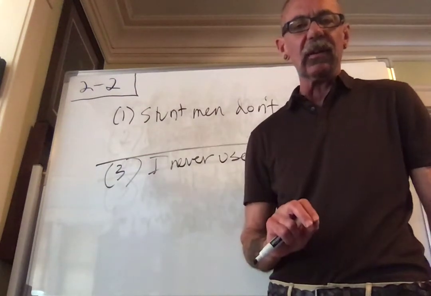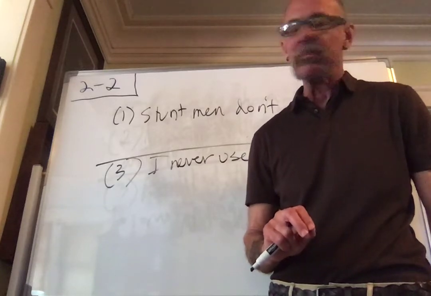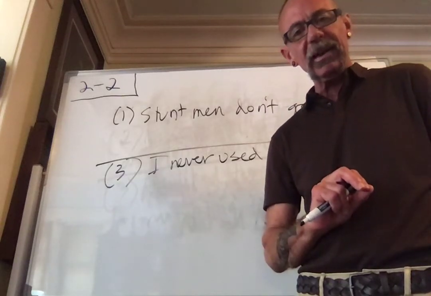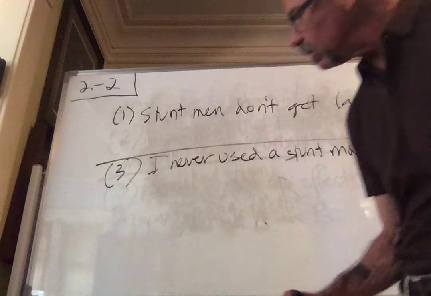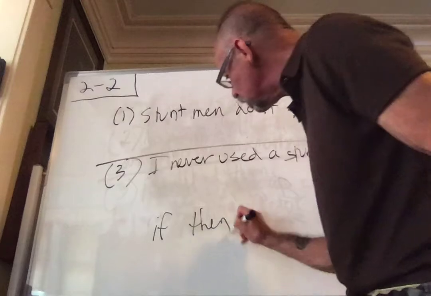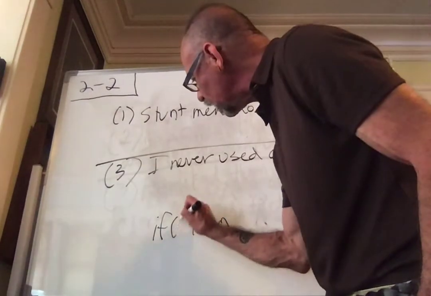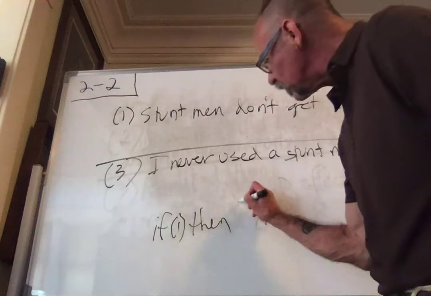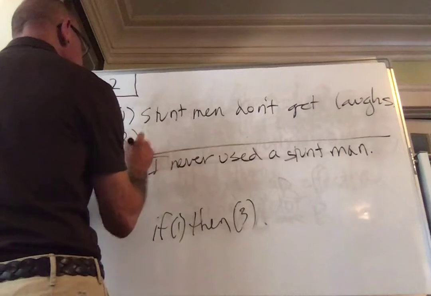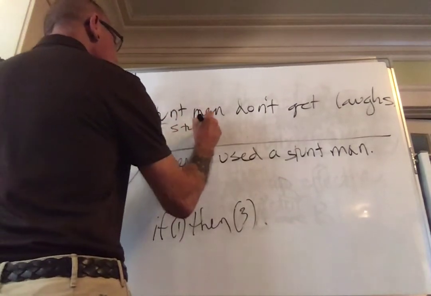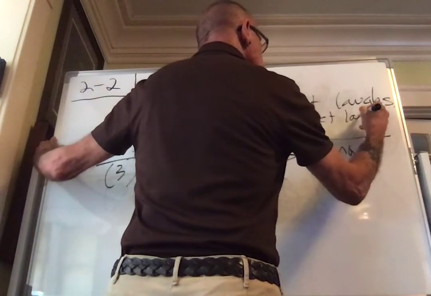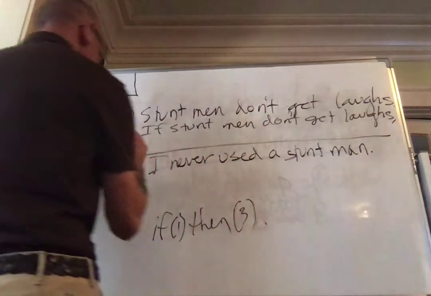First, I'm going to assume that this argument is deductive, so my unstated premise is going to have to make this valid. And what I am going to do is construct an unstated premise with an if-then structure. After "if," we'll have the stated premise. After "then," we'll have the conclusion. So 2 will say, if stuntmen don't get laughs, then I never used a stuntman.